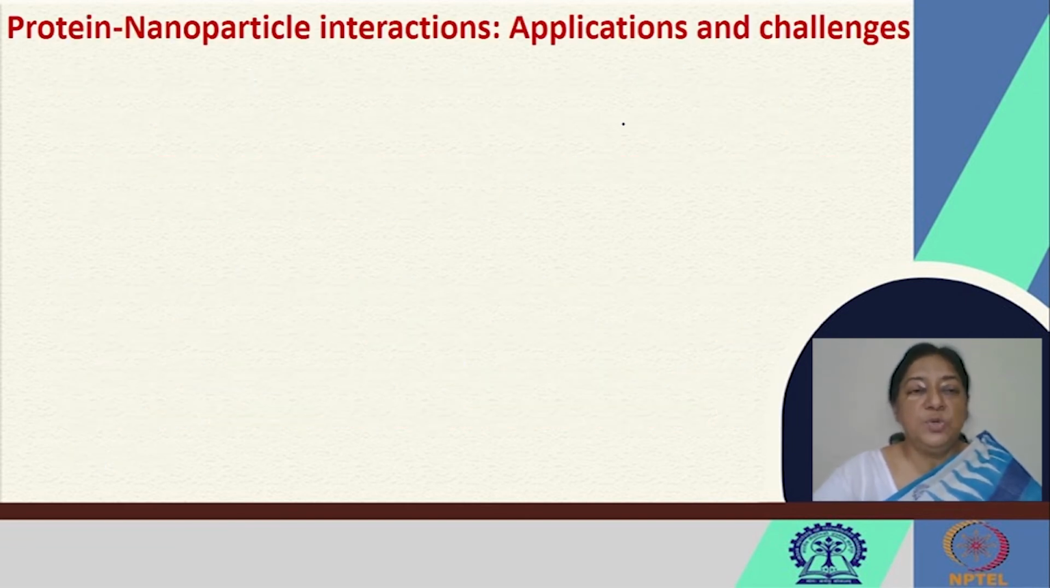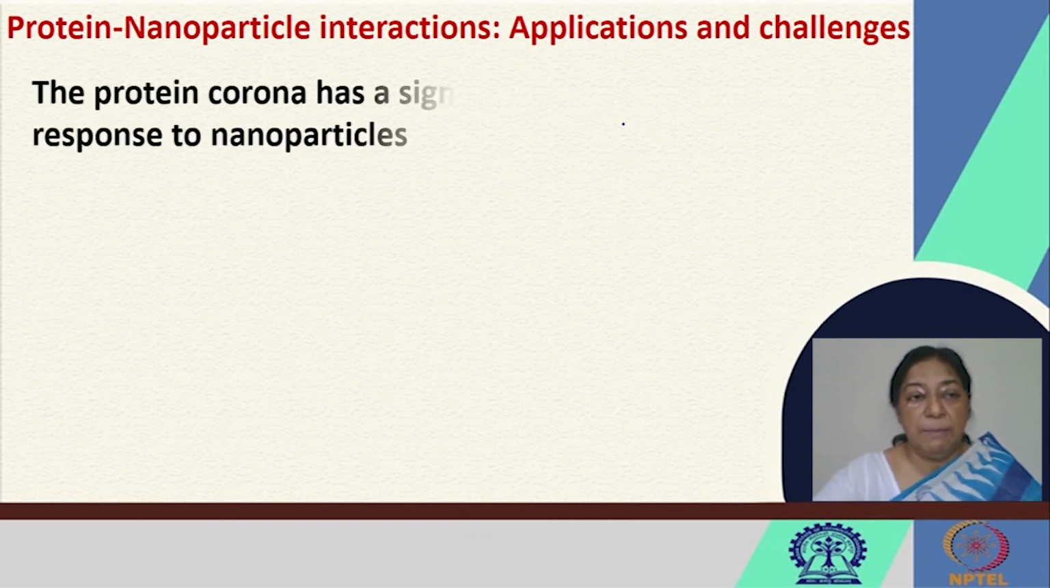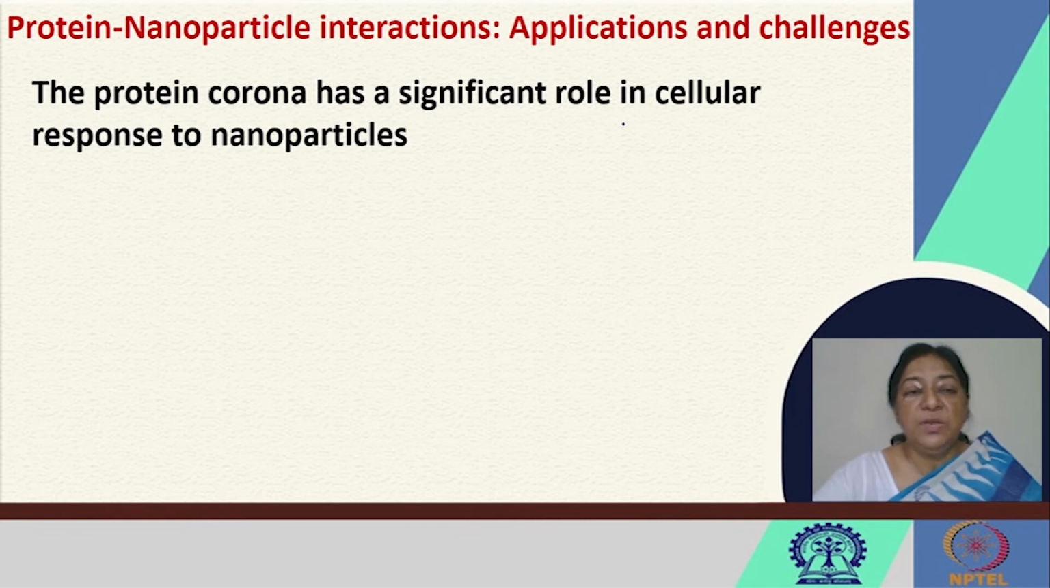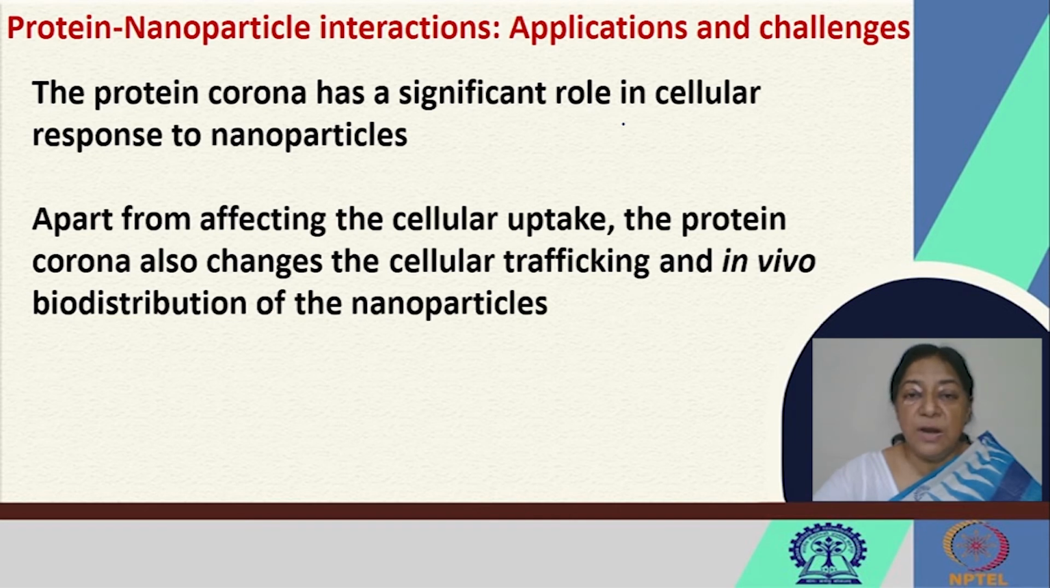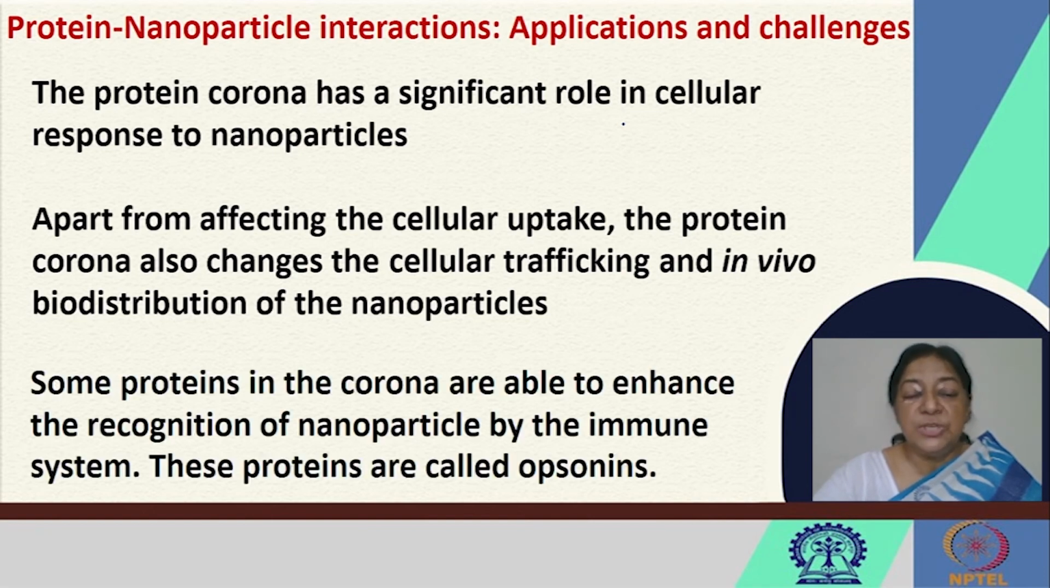So if we look at these protein nanoparticle interactions and the specific applications and challenges that come with them, the protein corona has a significant role in cellular response to nanoparticles. Apart from affecting the cellular uptake, the protein corona also changes the cellular trafficking and in vivo biodistribution of the nanoparticles, which is dependent on the interactions. Some proteins in the corona are able to enhance the recognition of nanoparticles by the immune system. These specific proteins are called opsonins.